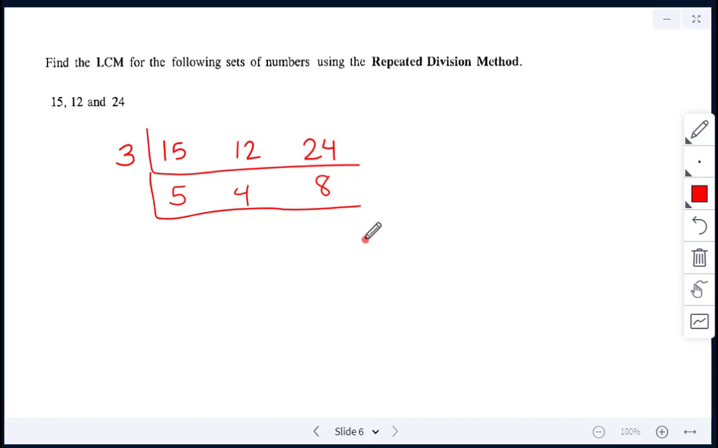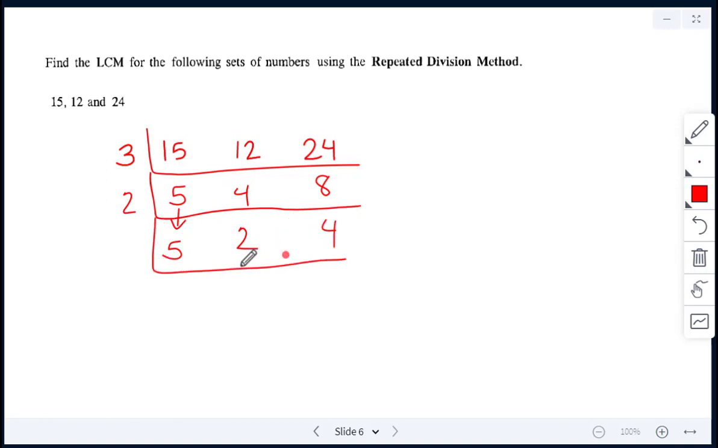All right, so now we have 5, 4, and 8. So this is where we're going to stop and only work with 2 numbers. Okay, we can work with 4 and 8. The 5 we will just bring down. All right, so 4 and 8, we have to use prime numbers. They're both divisible by 2. So 4 divided by 2 is 2. 8 divided by 2 is 4.